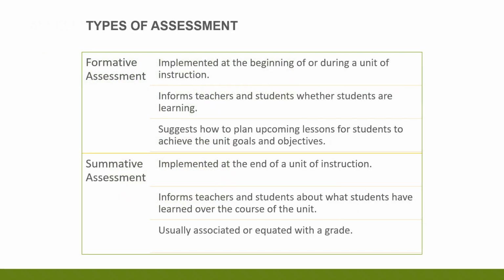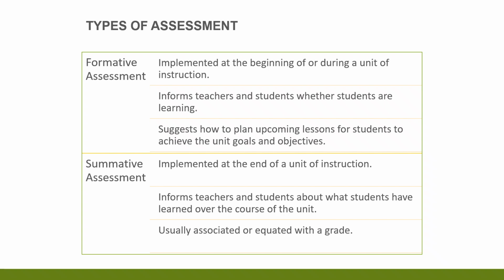In physical education, assessment plays a vital role in guiding instruction and measuring student learning. Two primary types of assessment are used: formative and summative. Formative assessment is conducted at the beginning or during a unit. It helps students and teachers determine if learning is occurring. It provides feedback that informs instructional decisions and helps educators adjust lesson plans so students can meet unit goals and objectives. For example, this would be using skills checklists, observations, peer feedback, or even quick reflections.